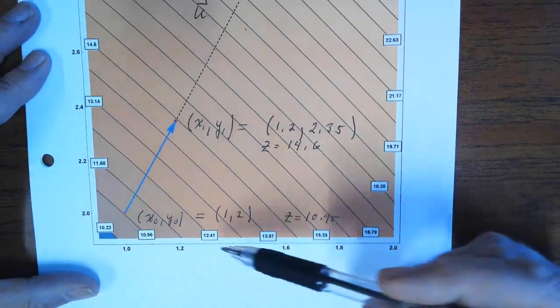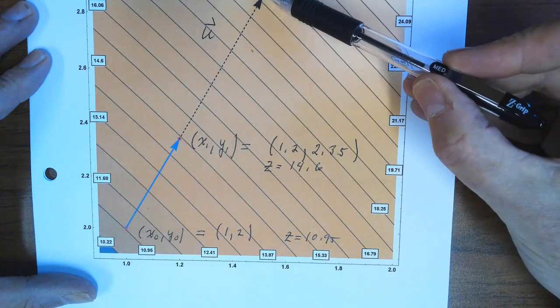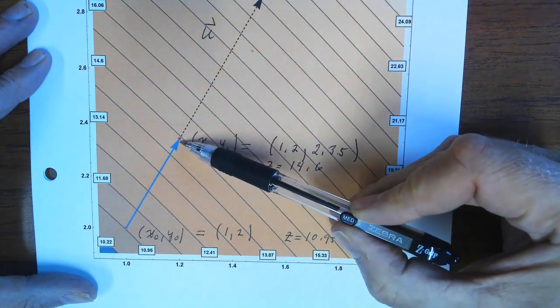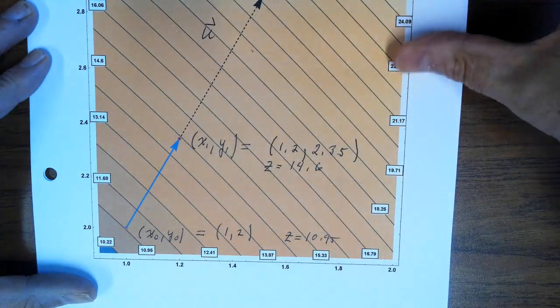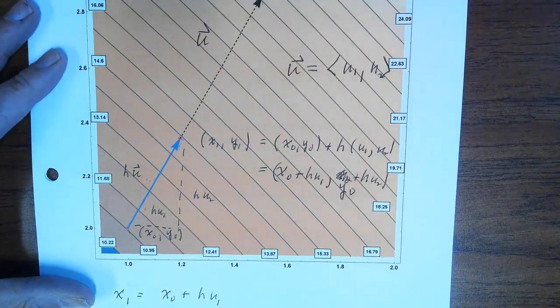And that makes sense because if we look at the contours, if we're standing at this point and we look in the direction of that unit vector, we see the z values are going up. Now we want to be a little bit more systematic about this.